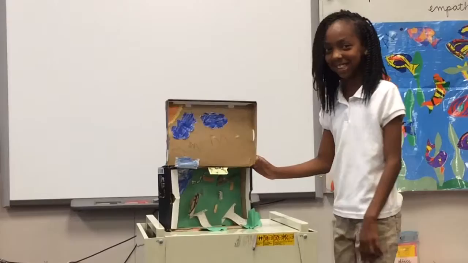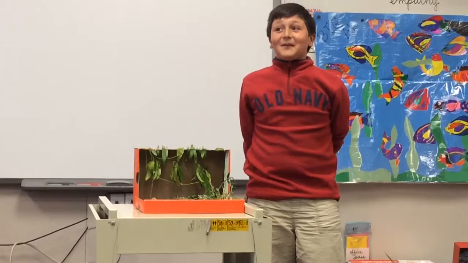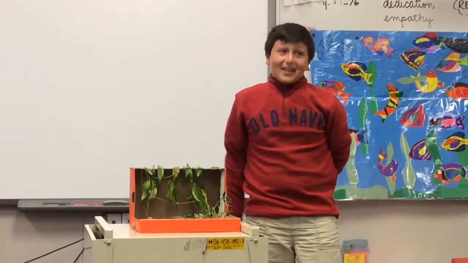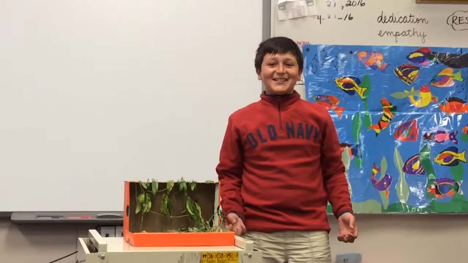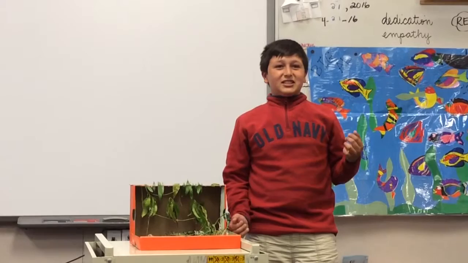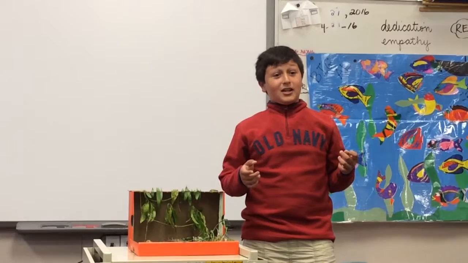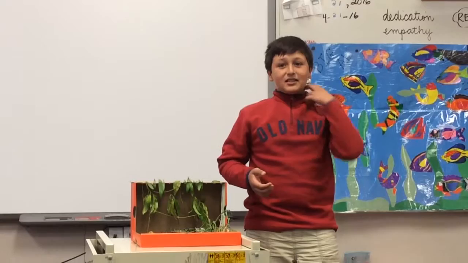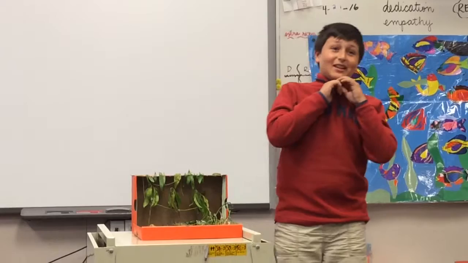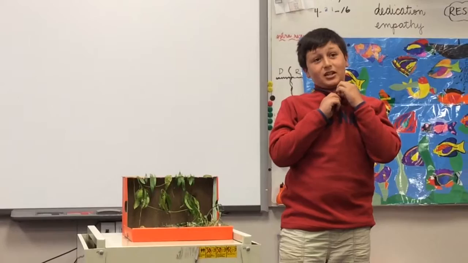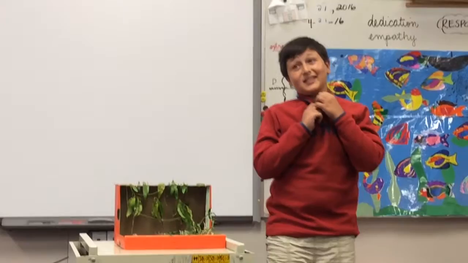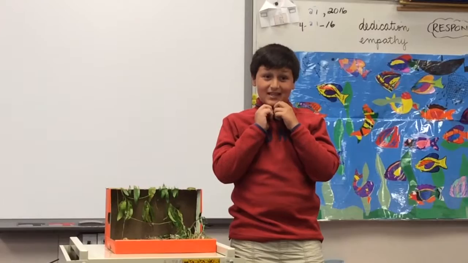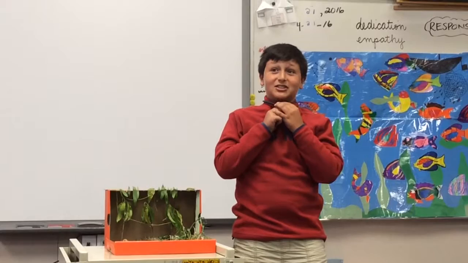And my ecosystem is the forest, and some organisms in the forest are jaguars, tigers, monkeys, and elephants. The rainforest gets 100 inches of rain each year. And the largest rainforest is the Amazon.